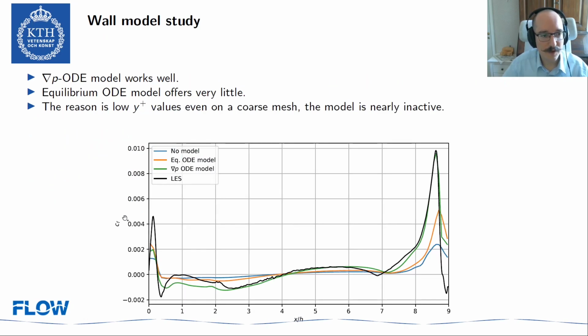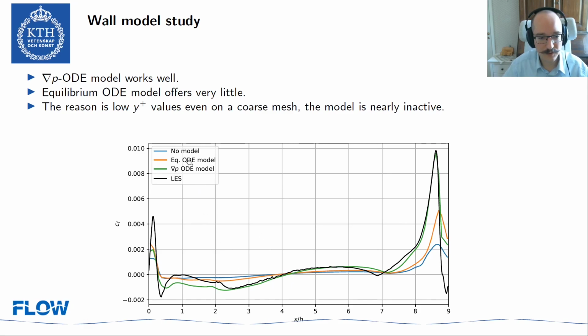Okay, so the wall model study first. We're going to look at the skin friction coefficient here, on the bottom wall, of course, which is the most interesting one. Here we see that using the pressure gradient ODE model gives pretty good results on the majority of the wall. Some difficulties here in the first third maybe, but nevertheless, I would say very nice agreement.